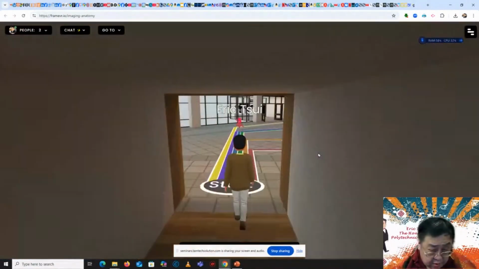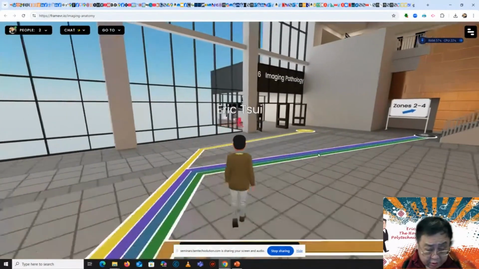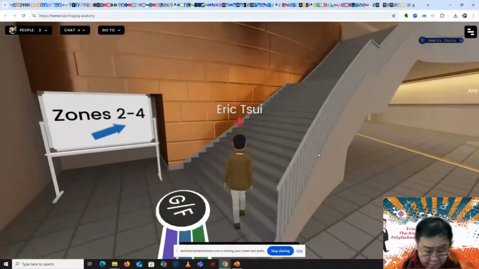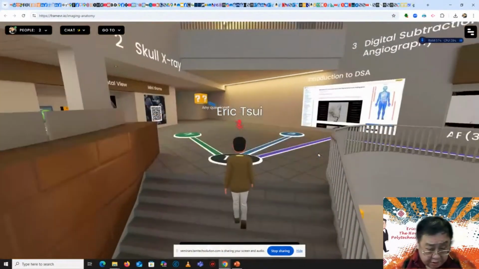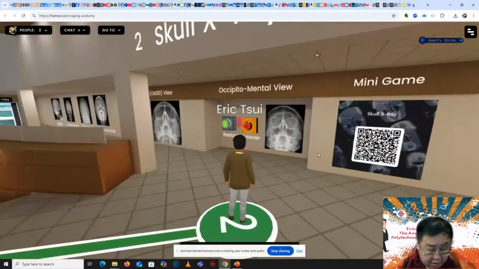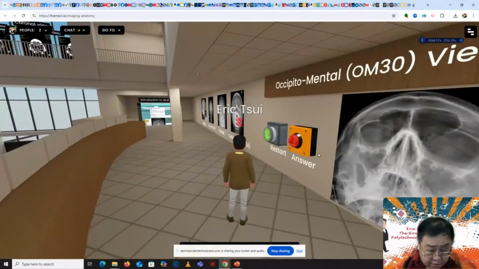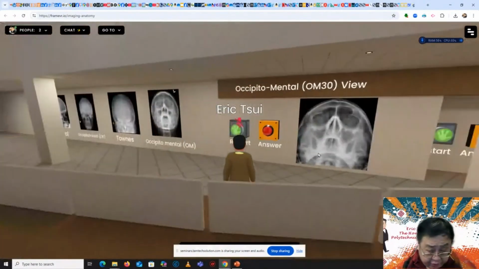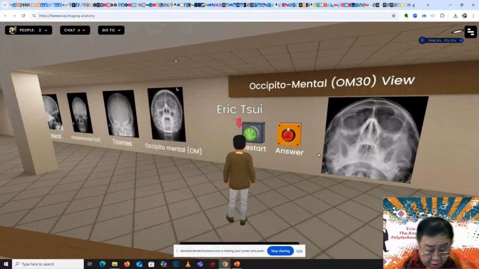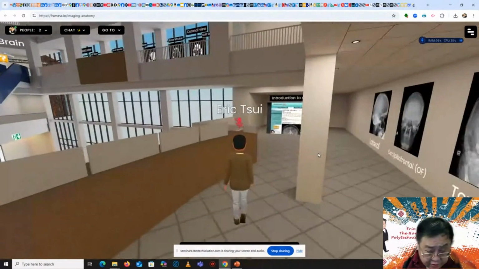Okay, let's go. You can see that we have set runners on the ground to guide people to go into different areas of the metaverse. I'm going upstairs now, and you can see that the teacher has labeled many different pictures, these CAT scan diagrams, because these students in the nursing school are supposed to know how to read these slides and identify any problem with the scan. And here is a poll that the student can conduct, and the answer will be revealed to the student once he or she provides the response.